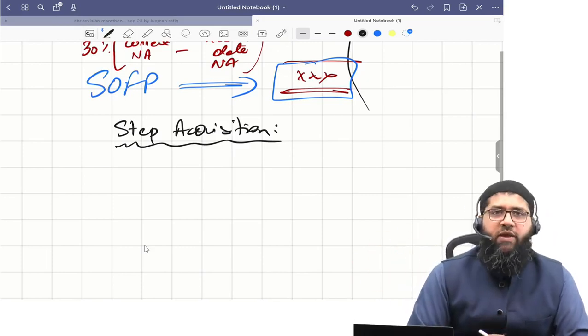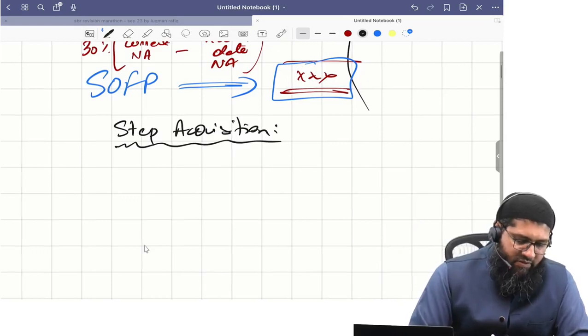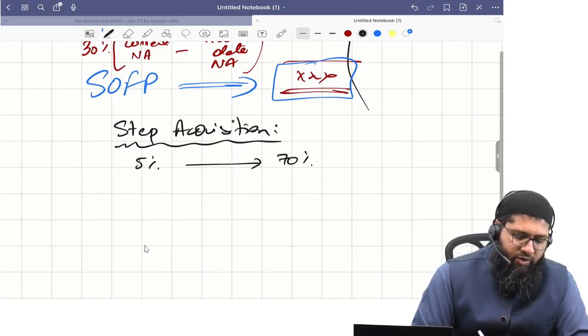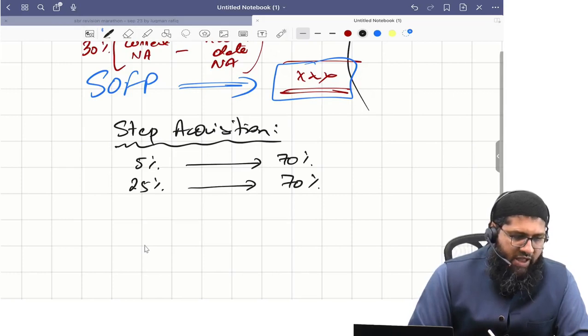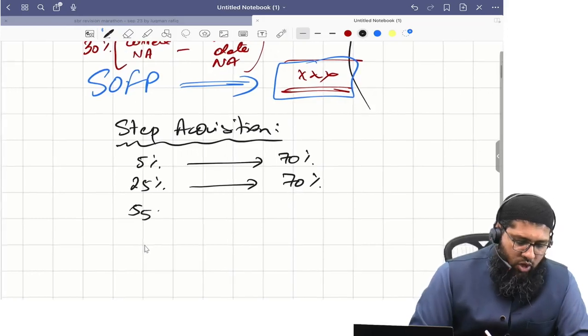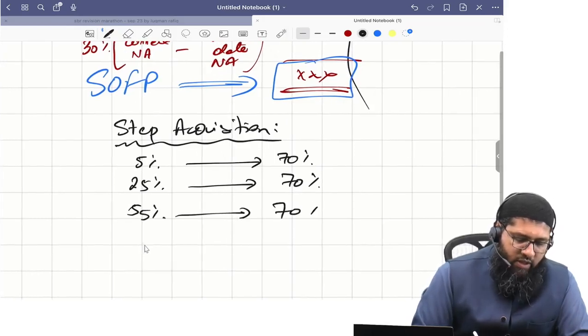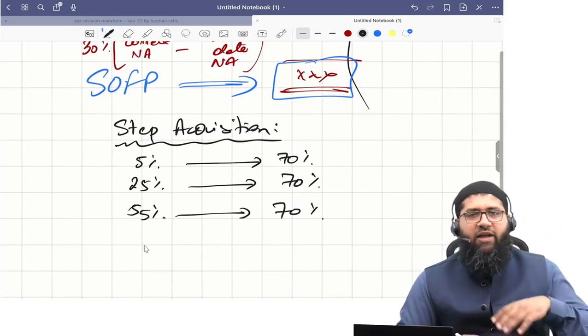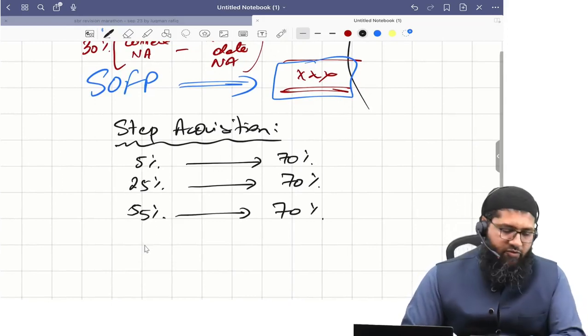That's what is considered to be a step acquisition. Now, generally speaking, the step acquisition could be like this. You have a 5% shareholding, you go on to 70% shareholding. You have a 25% shareholding, you go on to 70% shareholding. You have a 50% shareholding, or let's say 55% shareholding, and you go on to 70% shareholding. So the step acquisition could actually be different types.